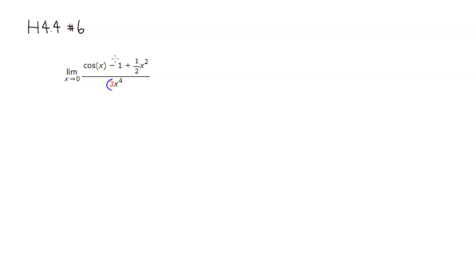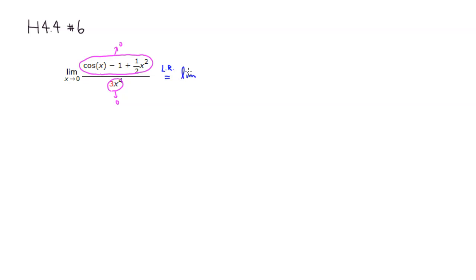You can see that here the denominator approaches 0. The numerator is going to be, let's see, cosine of 0 is 1, minus 1, plus 0, so that approaches 0. So we can apply L'Hopital's rule. First application of L'Hopital's rule here.